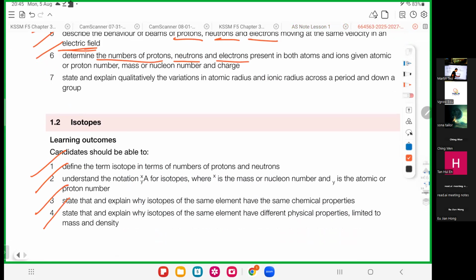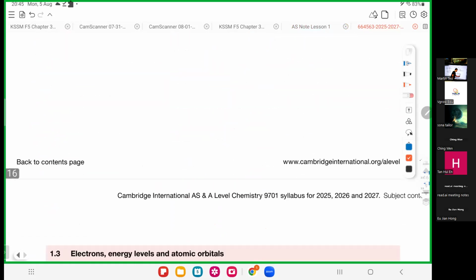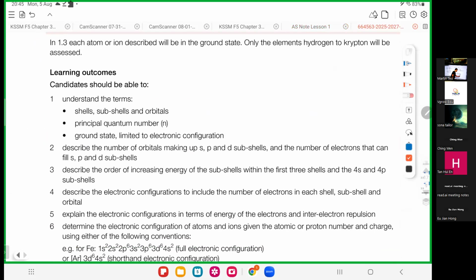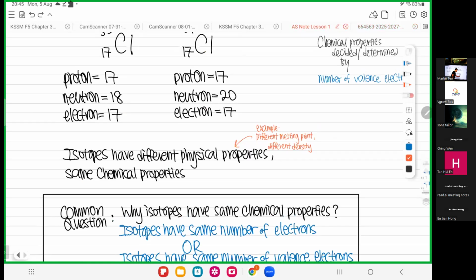Make sense, okay? The isotopes, let's say you are chlorine 35, I'm chlorine 37, okay? What is your mass? 35. What is my mass? 37. So when the mass is different, density confirm different, am I right? Because density is mass over volume. So since we have different mass, of course, we will have different density. As simple as that, okay?